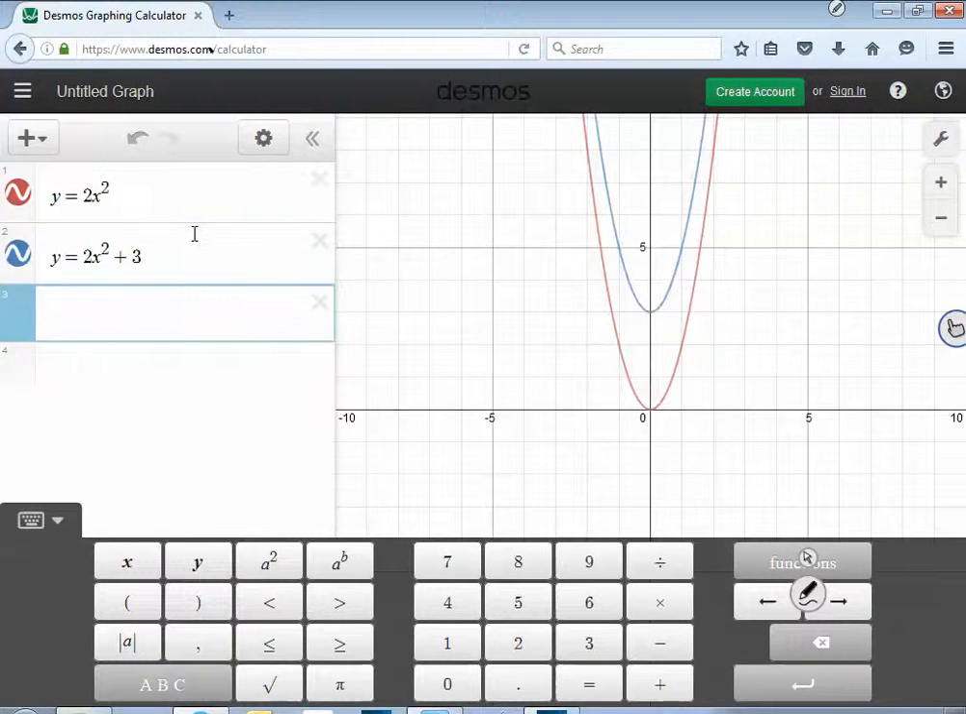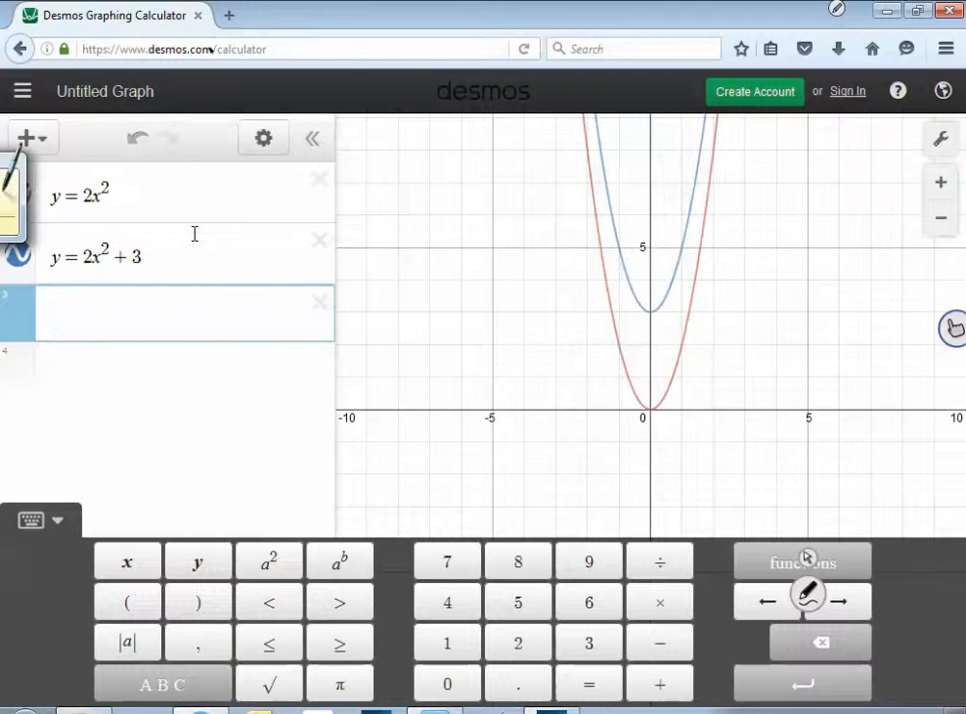And let's look at the difference. So what do you notice about the difference of these two guys? The difference of these guys is it looks like the 2x squared is right here, and then the plus 2, it looks like it's narrower, but it's not. It's actually been shifted up. I shifted it up 2 ticks.